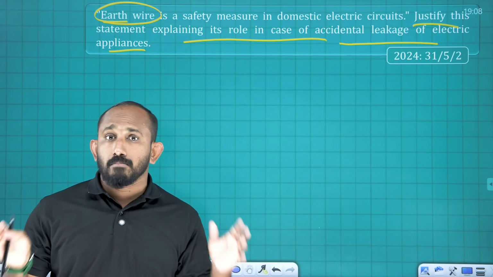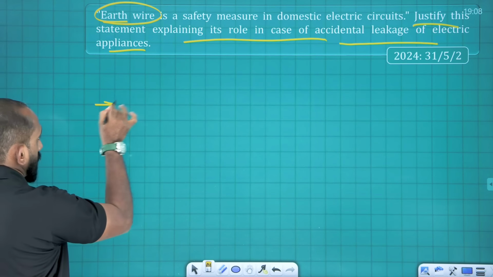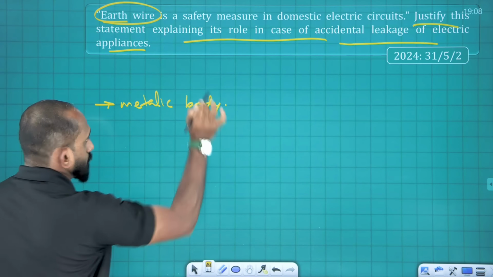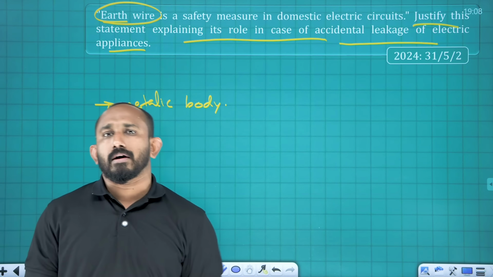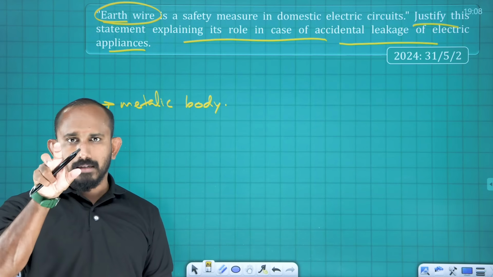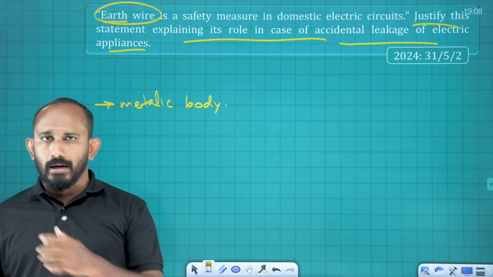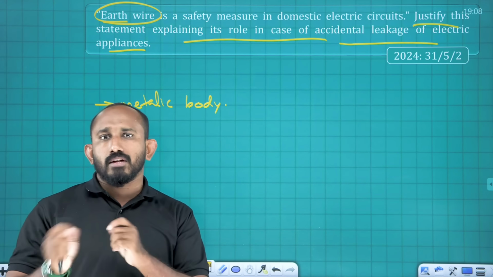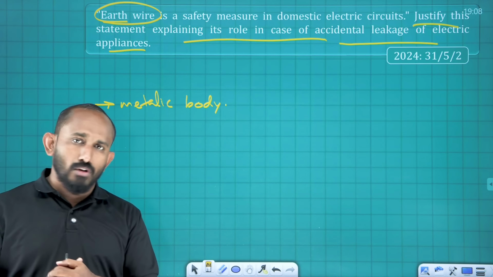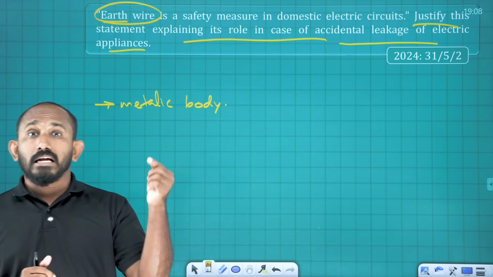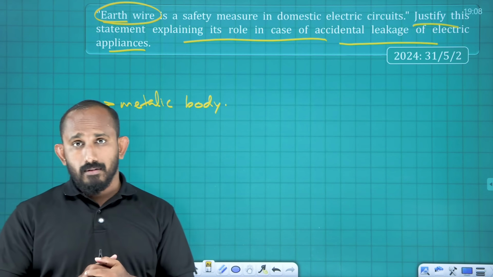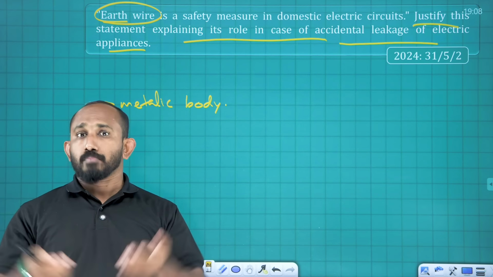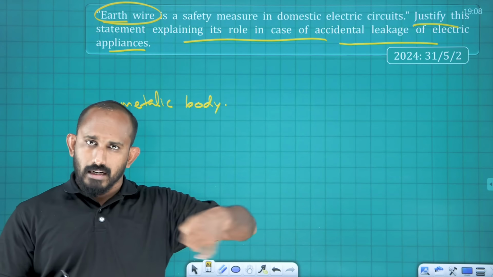The appliances with metallic bodies, very important, are connected to the earth wire. So wherever you use a 3-pin plug, the third pin will be connected to the earth wire. Because due to any malfunctioning or misarrangement of the connection work or circuits inside, the metallic body may come in touch with the live wire. So the user will get an electric shock. To protect us from electric shock, the earth wire is connected.